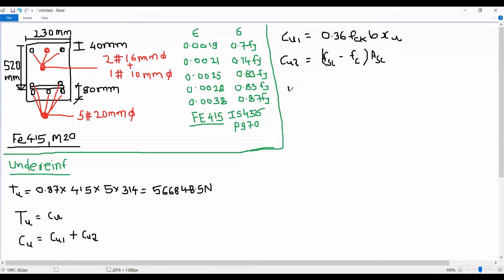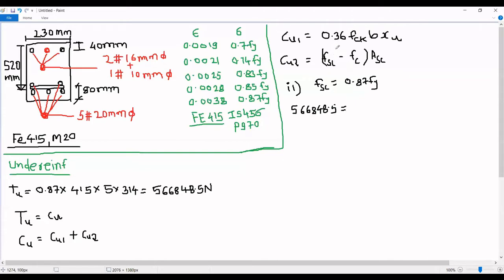So we begin with iteration 1. I call it as I1. In iteration 1, I will assume the value of FSC to be equal to maximum possible value of FSC, which is equal to 0.87 Fy. Once FSC is known, I can write down Tu, which is equal to 566,848.5. This will be equal to Cu.